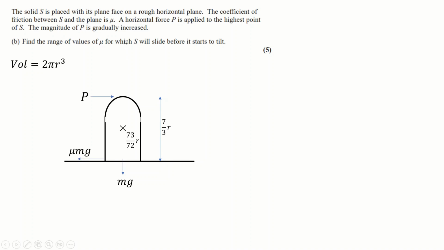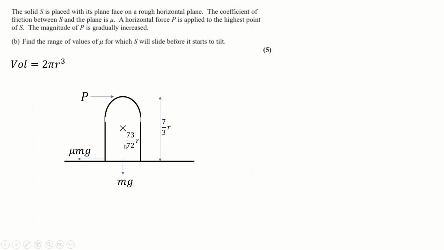And we're told that this thing is going to slide along before it starts tilting over. So if you imagine this plane was like super, super rough, this would tip before it slides. Apparently that's not the case. Apparently this is kind of smooth enough such that when you increase this force, it moves along before it will tip over. And it just wants us to give us a range of mu values for which that happens.